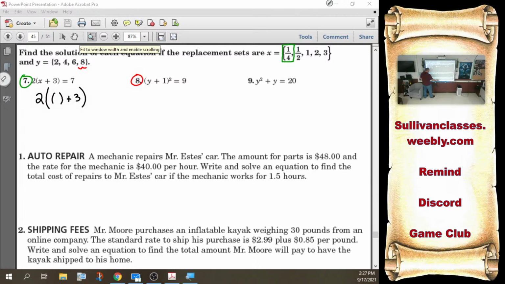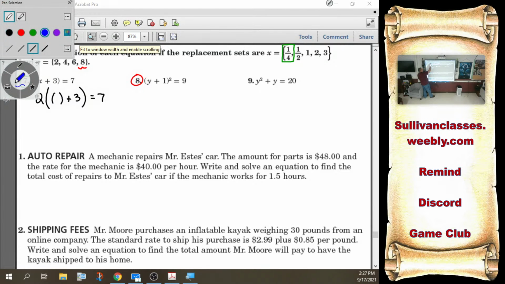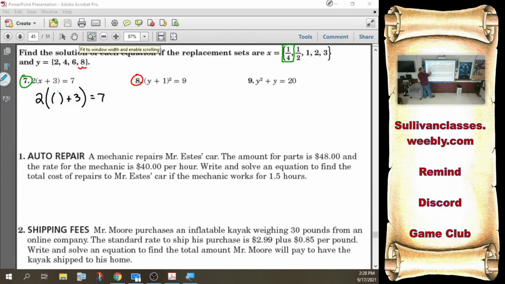Not plus 7 equals 7. Try 1/4. Does it work? A quarter plus 3. Don't say 3 and a quarter. Call that an improper fraction. Let's get our practice in.